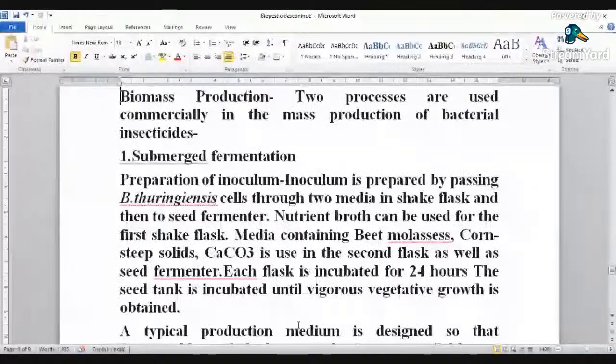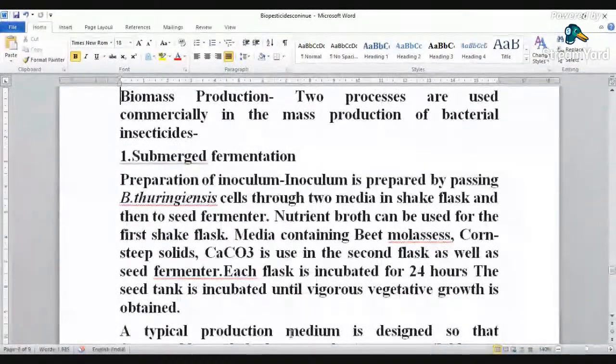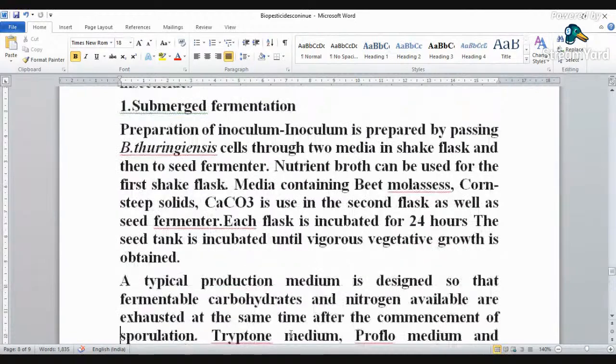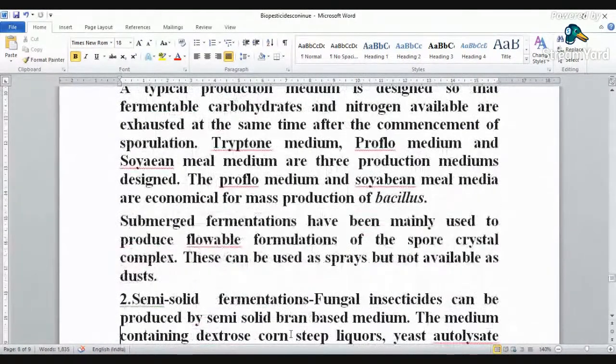So, biomass production of the pesticides. For the biomass production, are you able to see the screen? Biomass production of the pesticides. There are two main methods for pesticide biomass production. Two processes are commercially used for the mass production of bacterial insecticide. They include the submerged fermentation process and the semi-solid fermentation process.